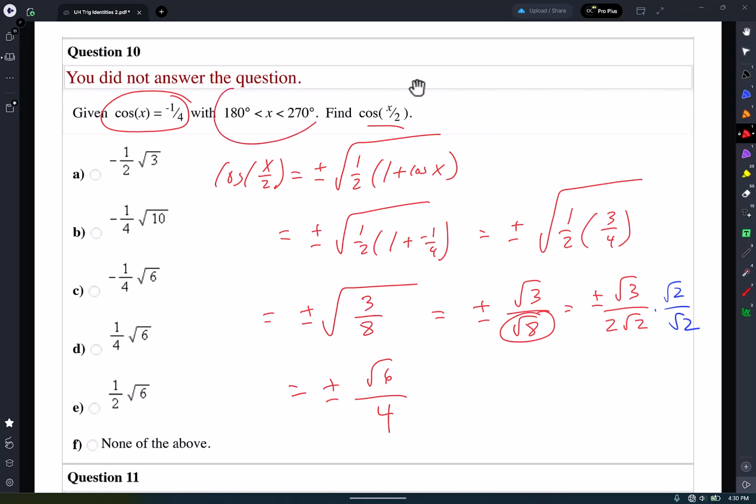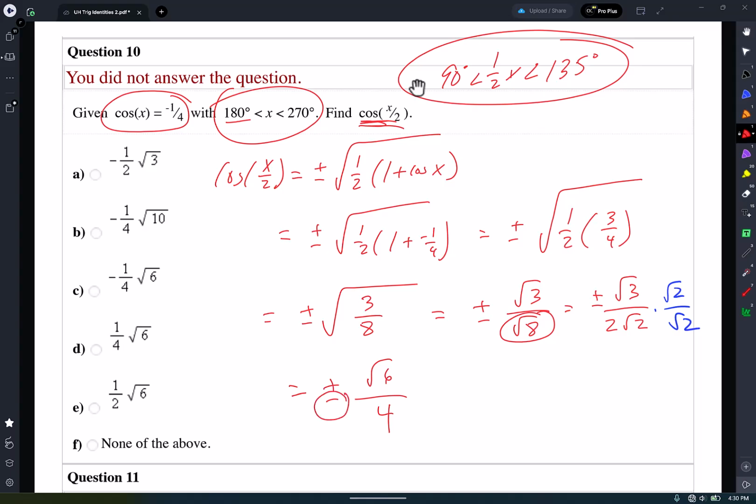So here's my angle, 1/2 x. I'm between 180 degrees and 270 degrees. Oh, nope. Mistakes everywhere. Half of 180 is 90. Half of 270 is 135. So if I'm between 90 and 135, what quadrant is that? And in quadrant 2, is cosine positive or negative? Do you remember? Cosine's the x. So it's negative.